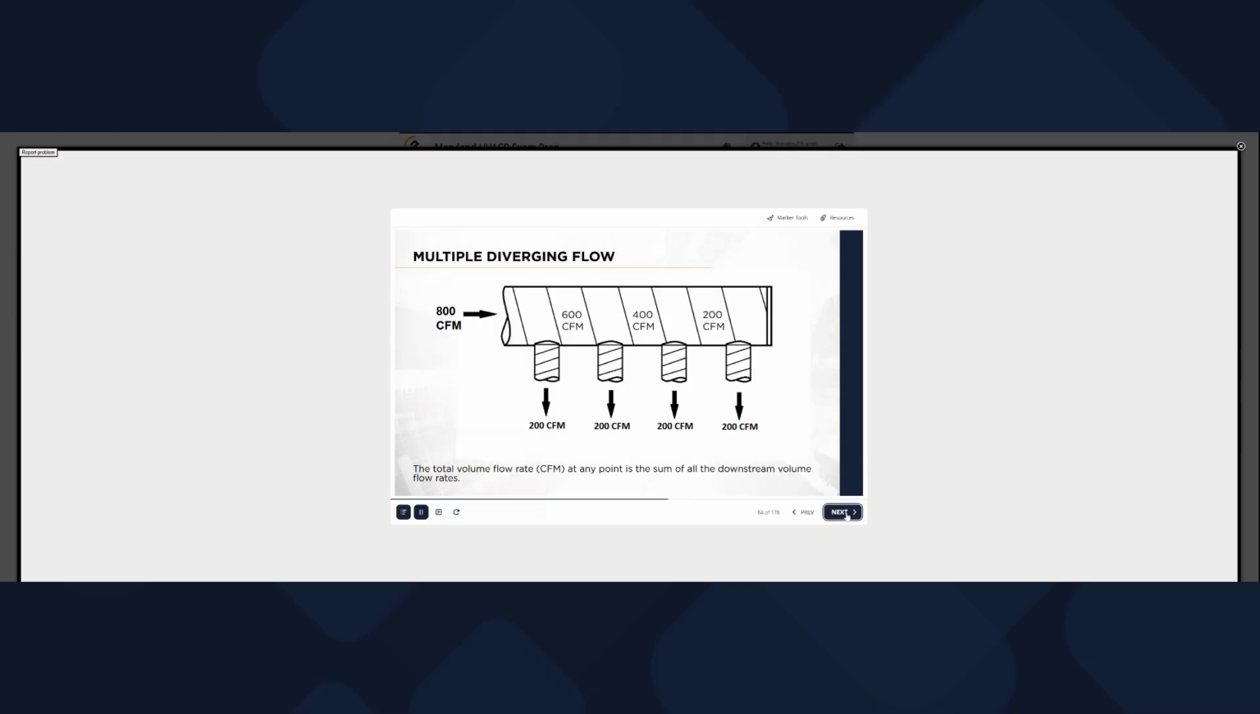Multiple diverging flow. The total volume flow rate, CFM, at any point is the sum of all the downstream volume flow rates.